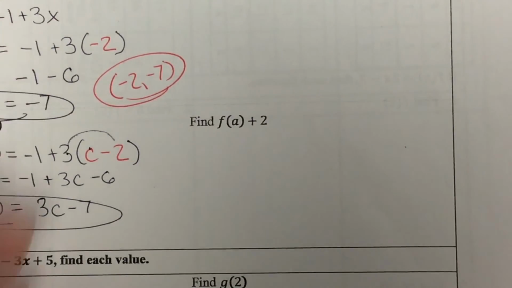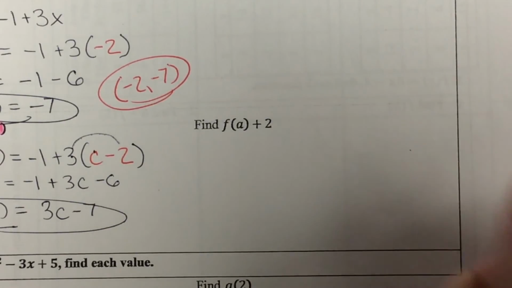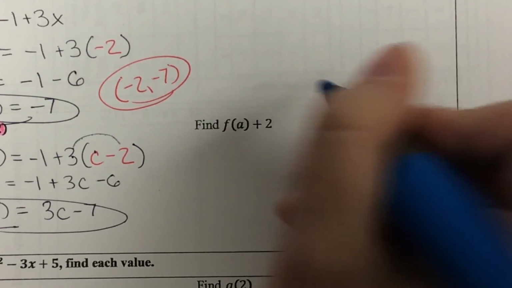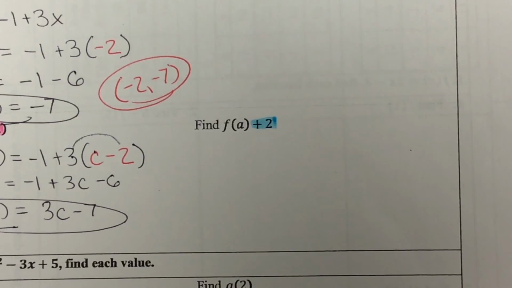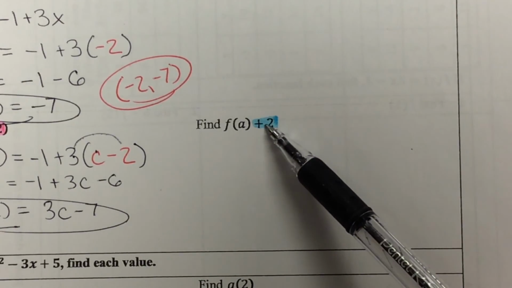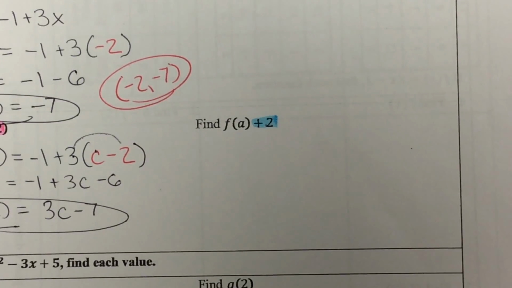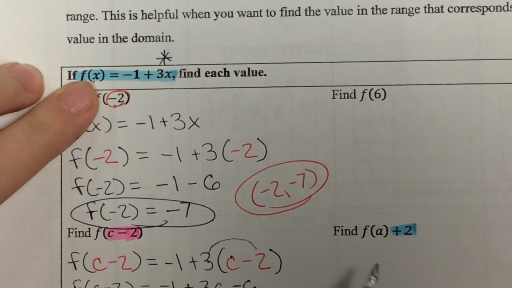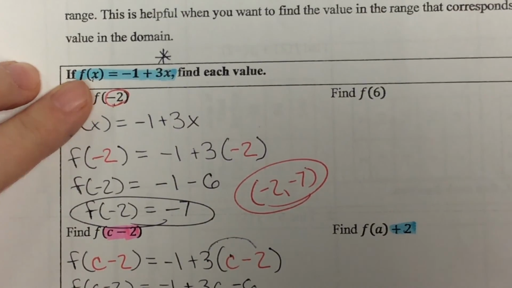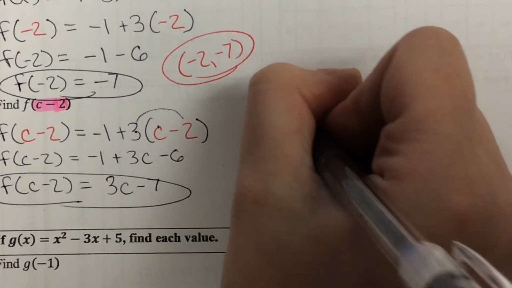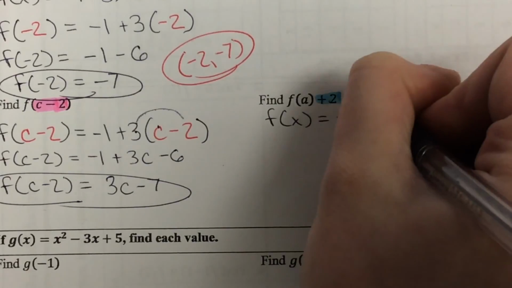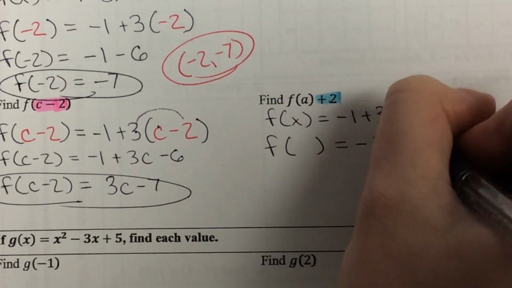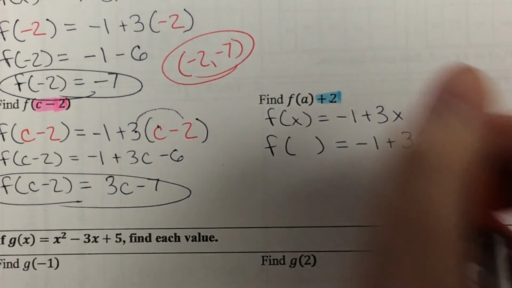Let's go over here to this one. We have f of a plus 2. Notice how the plus 2 is on the outside of the f of a. So what that means is plus 2 is not going to be part of the equation until the very, very end. All right? So we're going to take our f of x, and wherever we find x, we need to substitute in a, and then at the very, very end, we'll add 2. So f of x equals -1 plus 3x. Well, let's do our substituting. Now we have f of a.